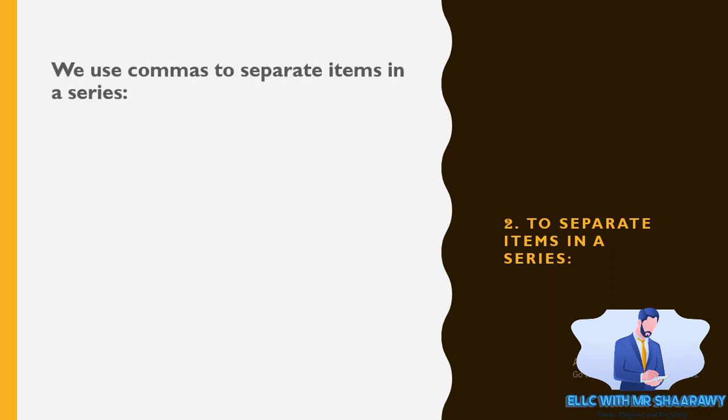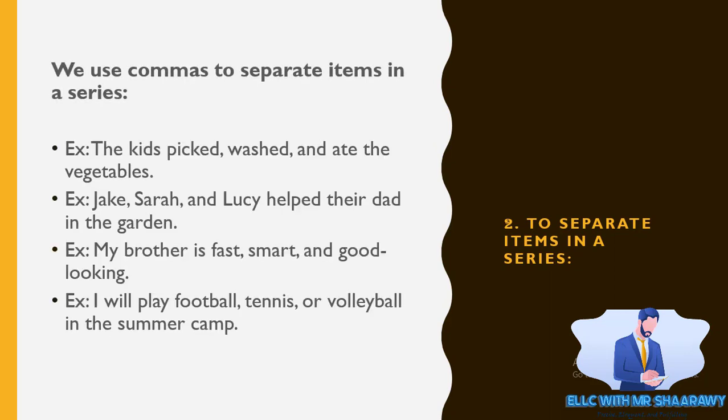The second use is to separate items in a series, and this comes with adjectives, verbs, or nouns. We use commas to separate items. The kids picked, washed, and ate the vegetables. As you see in the first example, these are a series of verbs: picked, washed, and ate. The second example, Jake, Sarah, and Lucy. So as you can see, these are a series of names.